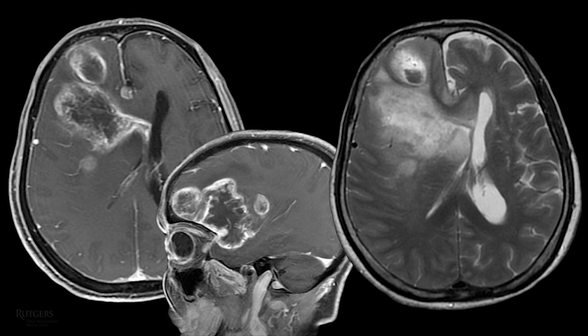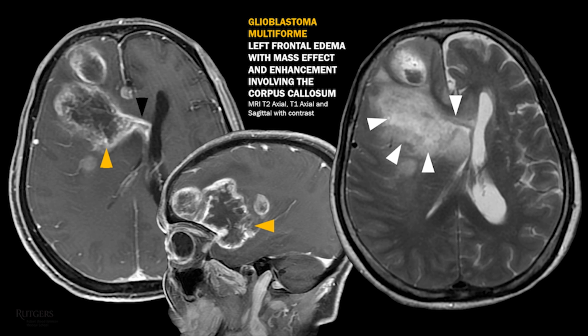Here are axial and sagittal T1 sequences, both with contrast, as well as an axial T2 sequence on the right. You can see the abnormality from across the room. There's a large, ugly, enhancing, bulky mass involving the corpus callosum and surrounded by cerebral edema, that bright hyperintensity you see on the T2 sequence. This patient has a glioblastoma multiforme, the highest grade of primary CNS glioma.